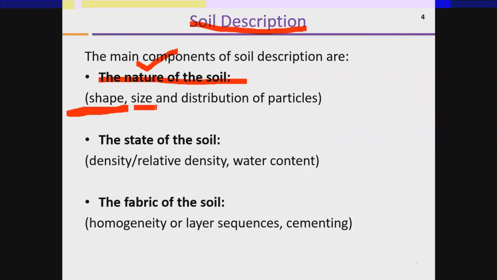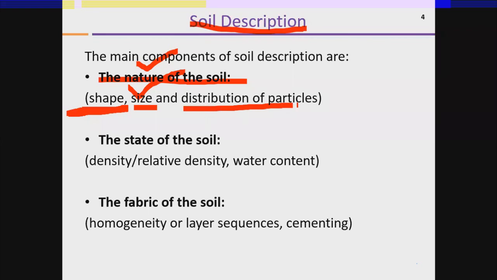You can describe the soil system by the size of the particles. For example, if the particle size is very small, then the soil will be categorized as fine grained soil. And if the particle sizes are bigger, then the soil will be categorized as coarse grained soil.